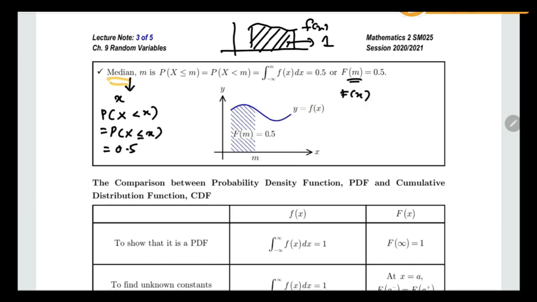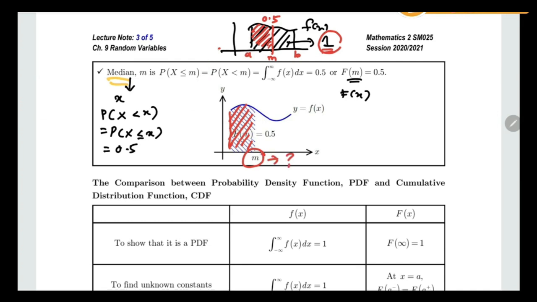It's equivalent. So since the total area for the continuous random variable is 1, if you want to find the median, it should be between the lowest and the uppermost limit. This is the m, so that the probability should be half, 0.5. Or you can use this diagram, which means the area under the curve should be 0.5. So what's the value of m here?